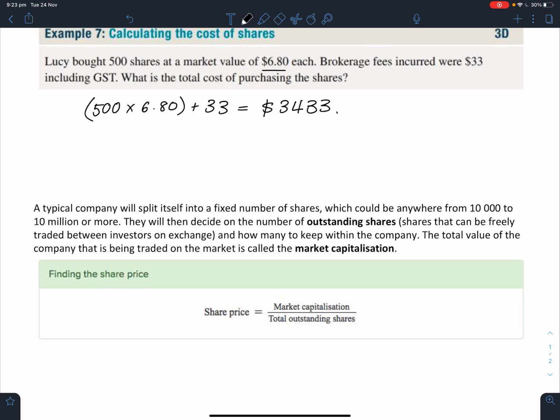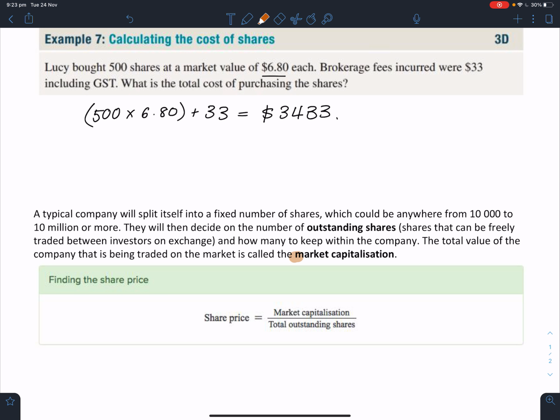It says down here, a typical company will split itself into a fixed number of shares. There's no set number. They can decide how many shares they want to break up into. Obviously, the more shares they have, the cheaper those shares possibly could be, and the larger the company, the more that they can break it up. They then decide how many of those shares they'd like to make available to the public. They're not going to put 100% of the shares out there because then they're giving the whole ownership of the company out to shareholders. They will hold some of them for themselves. The value of the portion of the shares that they're putting out on the market is called the market capitalization.